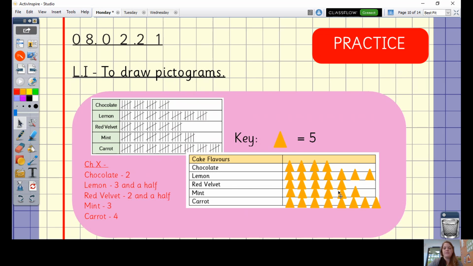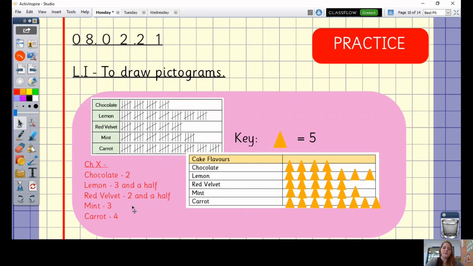Mint, there are 6 groups of 5, so I have 6 triangles. And carrot, there is 1, 2, 3, 4, 5, 6, 7, 8 groups of 5, so I have 8 triangles there. Okay, now, and I've also drawn my key. Don't forget to draw your key.